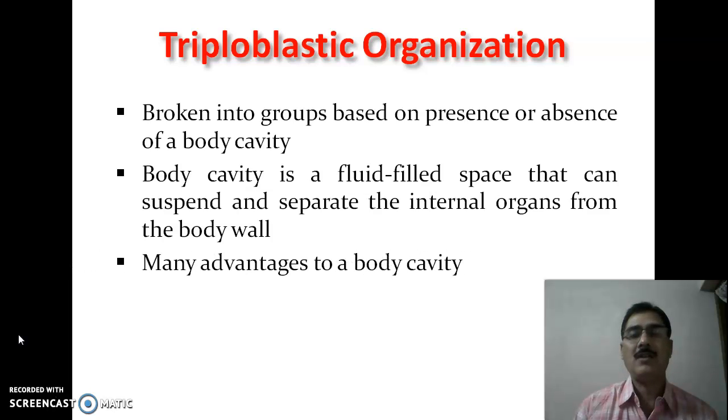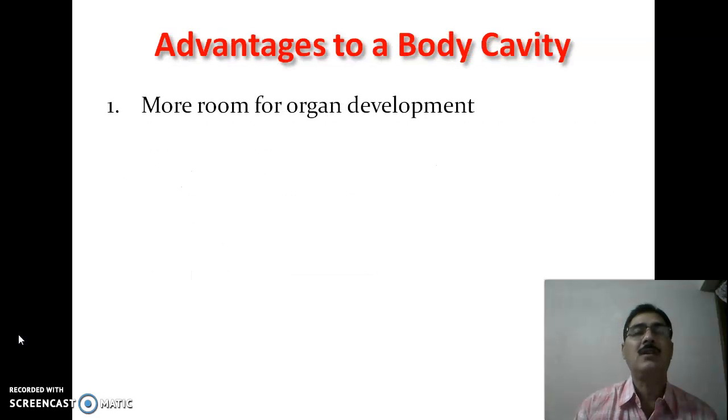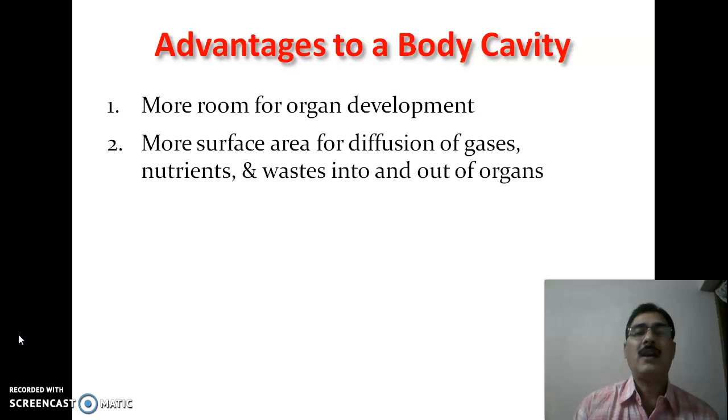Now what are the advantages of a body cavity? There are so many advantages of a body cavity. It gives more space or more room for the organ development. अंग निर्माण के लिए या अंग विकास के लिए ये एक अधिक जगह देती है. It gives more surface area for the diffusion of gases, nutrients and waste into and out of the organs.